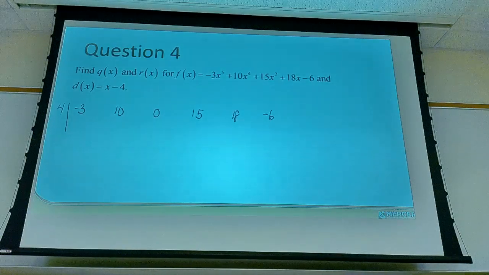Also, I could be evil and not give you the polynomial in its standard form, and so not in descending order of powers. That could also trip you up because you have to then write it in descending order. I could write 10x to the 4th plus 15x squared plus 18x minus 6 and then minus 3x to the 5th. You'd have to realize that you have to put that negative 3x to the 5th down in front, and then list out your coefficients.